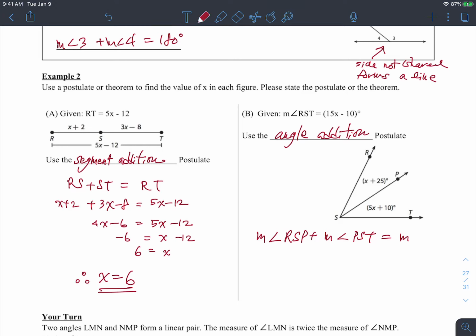Is equal to RST. But RST is 15x minus 10. And PST is given to us as 5x plus 10. And RSP is x plus 25.